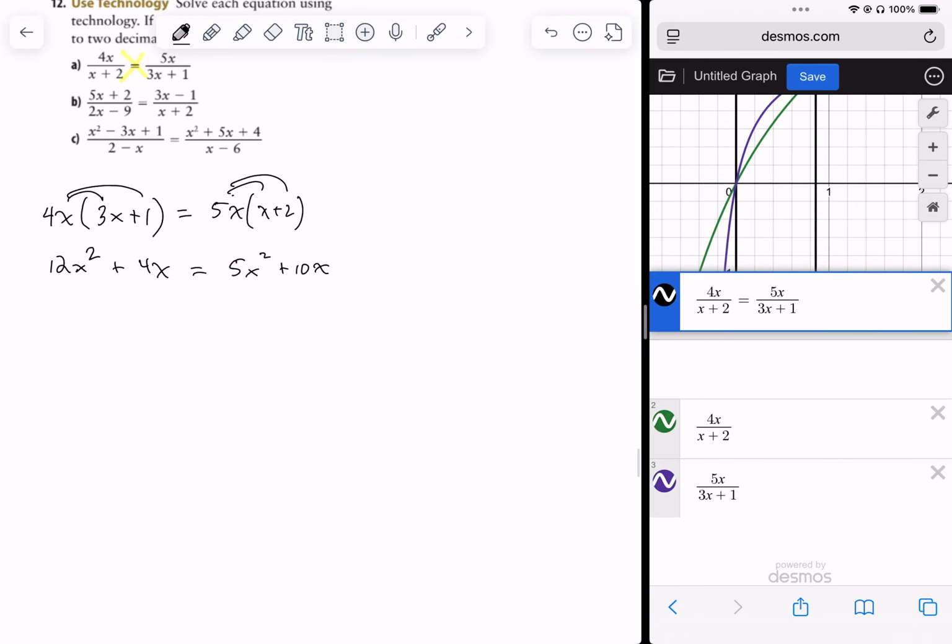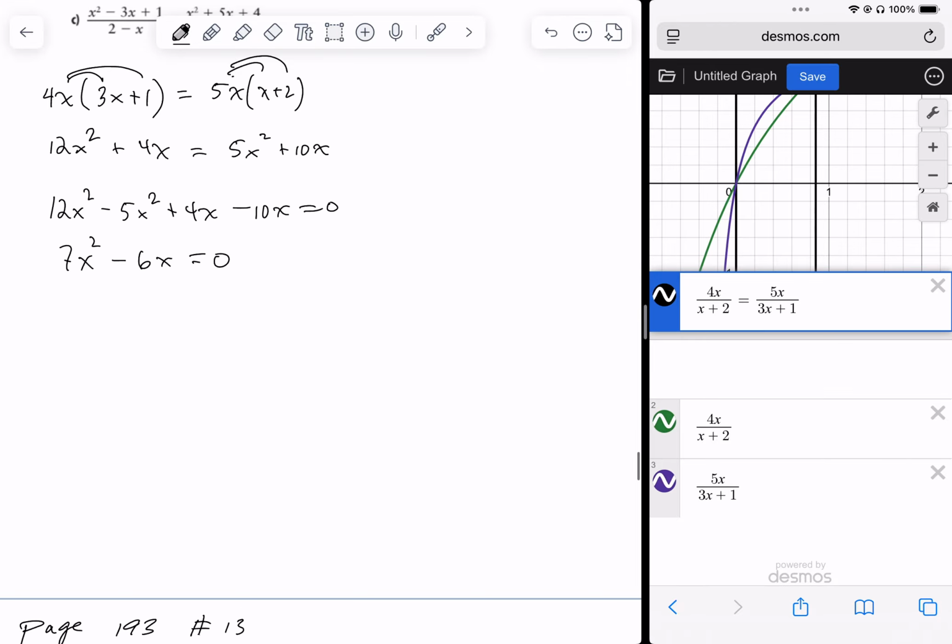Okay, I can bring the 5x squared over. We'll bring both of them over. I'm going to get 12x squared minus 5x squared plus 4x minus 10x has to equal 0. Then 12x squared minus 5x squared is going to be 7x squared, and 4x minus 10x is going to be minus 6x. It's going to equal 0.